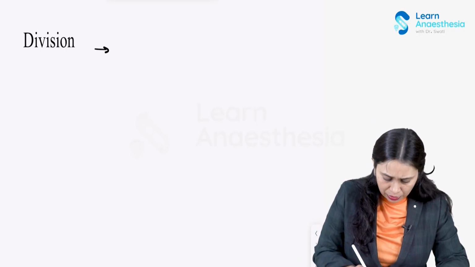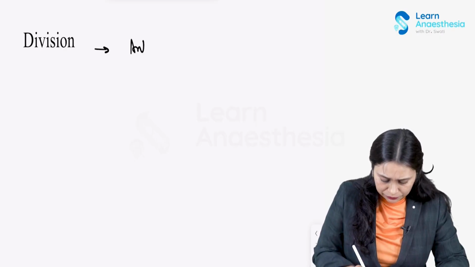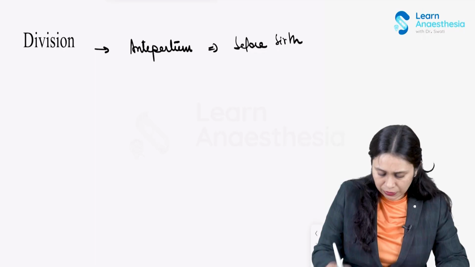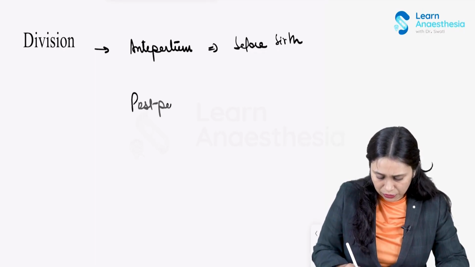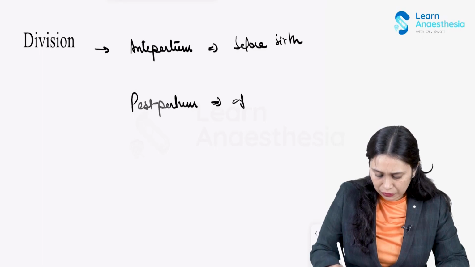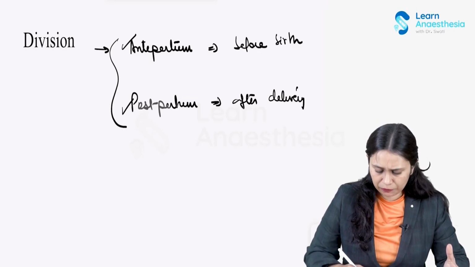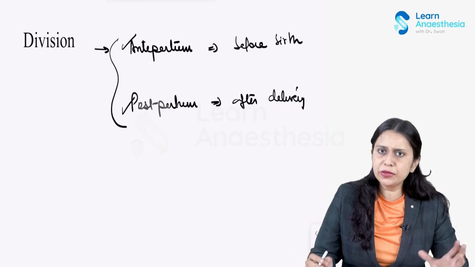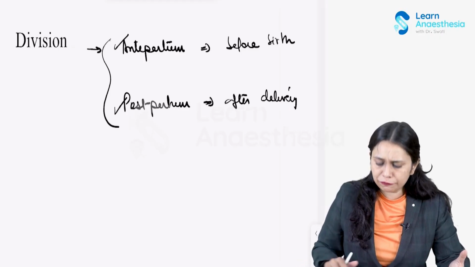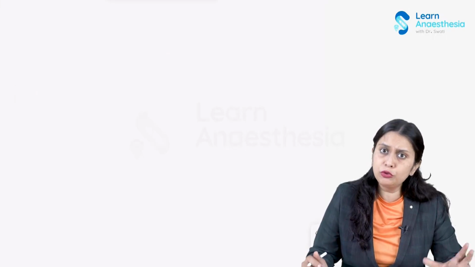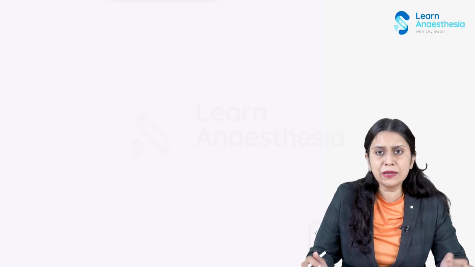So the division can be in two parts: antepartum, that is before birth of the fetus, and postpartum, after the delivery of the fetus. Now, first thing we need to know is the common etiology of antepartum hemorrhage and postpartum hemorrhage. Most antepartum hemorrhage presents after 20 weeks of pregnancy, and 50% of the etiology of antepartum hemorrhage constitutes two important clinical conditions: abruptio placenta and placenta previa.